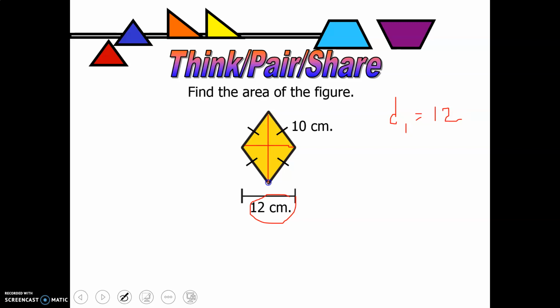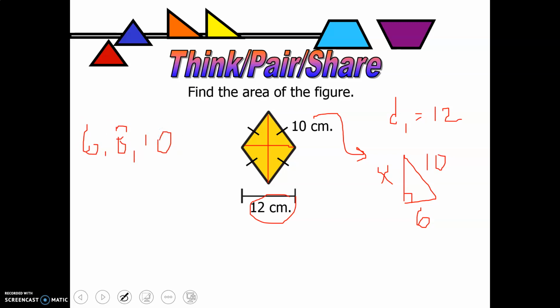Now, we don't know this diagonal, but if we bisect the 12, so let me go ahead and draw out a separate triangle here. If we bisect the 12 and make that 6, we want to find this distance x, and we know the hypotenuse of that right triangle is 10. So if you remember your Pythagorean triples, we are looking at a 6, 8, 10 triple, which means that this entire diagonal will be 8 and 8, which would give us 16 in total.